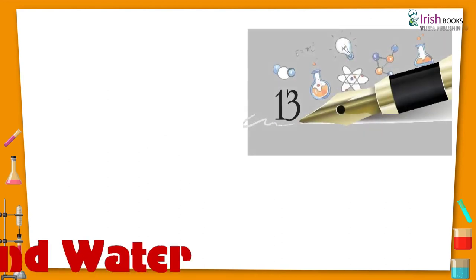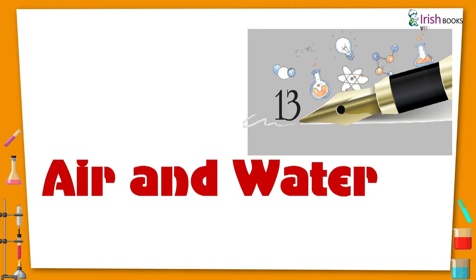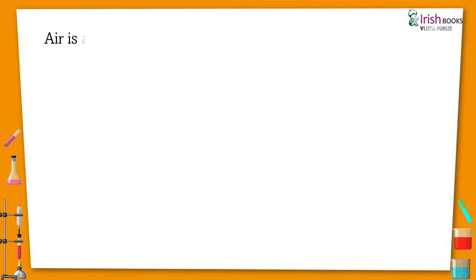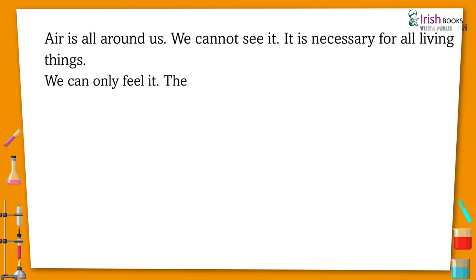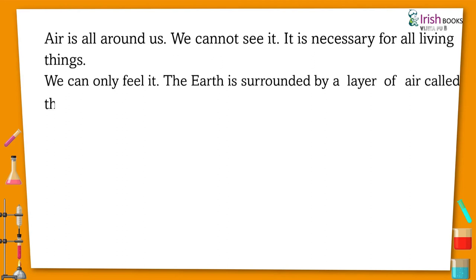Chapter 13. Air and water. Air is all around us. We cannot see it. It is necessary for all living things. We can only feel it. The Earth is surrounded by a layer of air called the atmosphere.